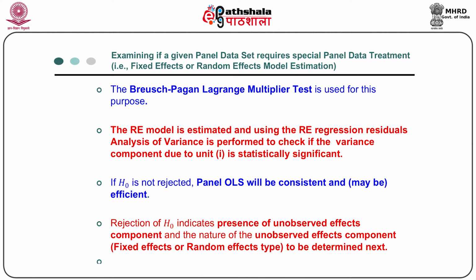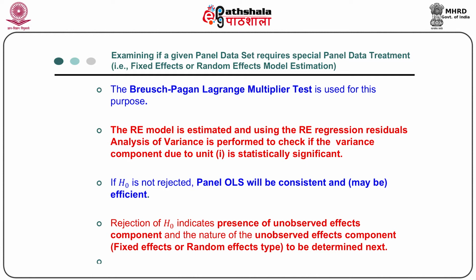Now, the Breusch-Pagan Lagrange multiplier test is used for this purpose. The random effect model is estimated, and then using the random effect regression residual, an analysis of variance is performed to check if the variance component due to unit i is statistically significant. Now, if H naught is not rejected, panel OLS will be consistent and may be efficient. Now, rejection of H naught indicates the presence of unobserved effect component, and the nature of the unobserved effect component, fixed effect or random effect type, is to be determined next.